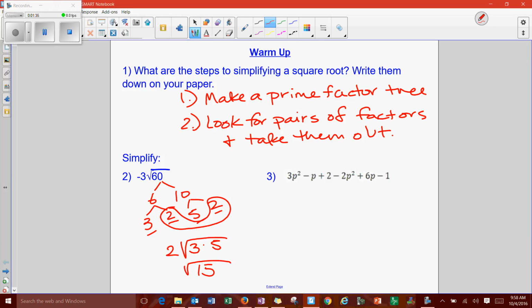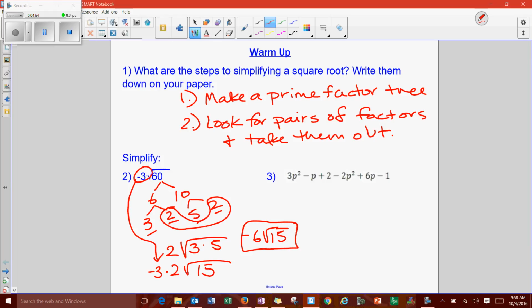And then in addition, I have this negative 3 that I have to multiply the whole thing by. So my final answer is going to be negative 6 root 15.